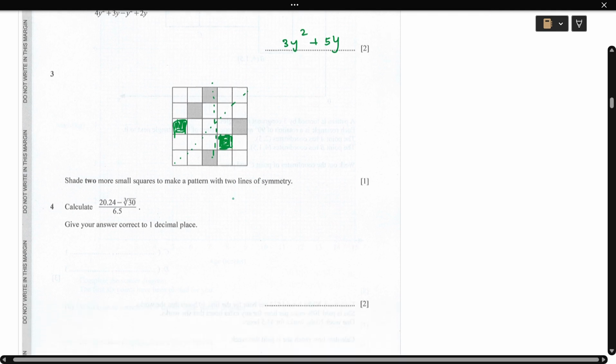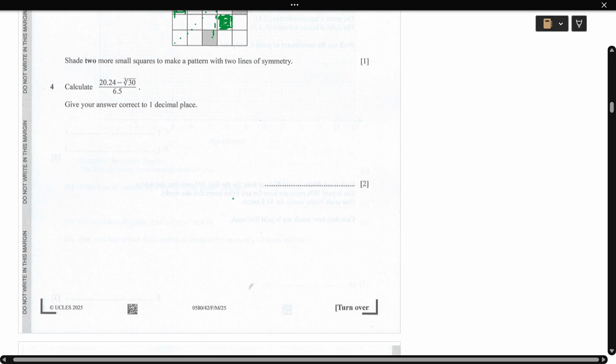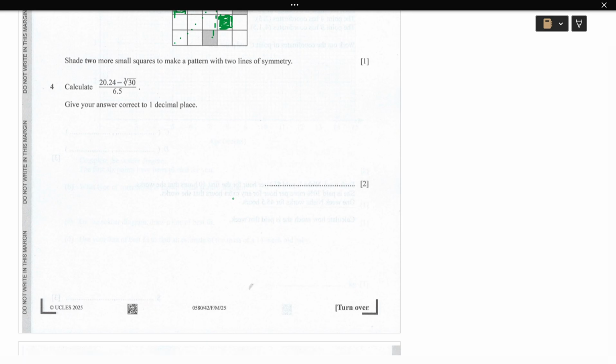Okay, so next one is a calculator question. So we'll get the answer when we use the calculator, which is 2.6358. So the final answer, rounded to one decimal place, is 2.6.